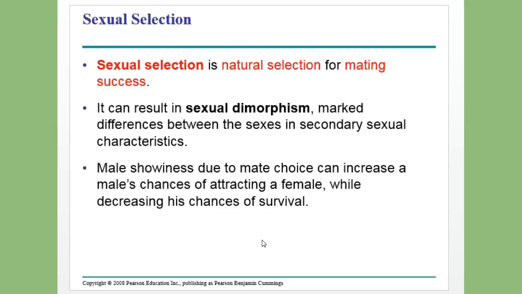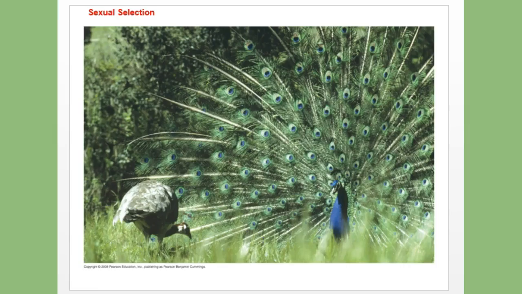So male showiness due to mate choice can increase a male's chances of attracting a female while decreasing his chances of survival. For example, in a peacock, the male is much more brightly colored, much more attractive than the very drab female. However, he's also like a flashing buffet sign to a predator: "Hey, come get me, I'm here." The female has a better chance of being able to blend in with her surroundings and thus evade being lunch for a little while longer.